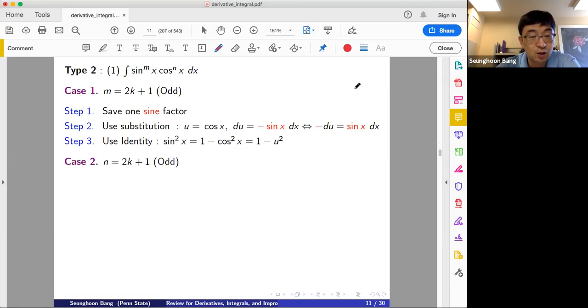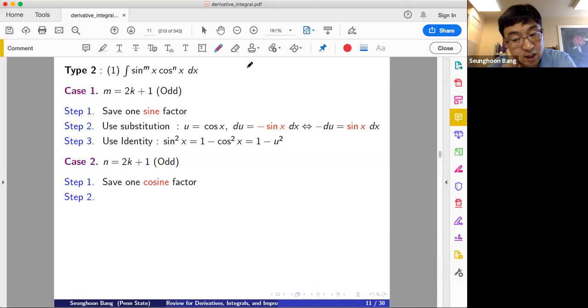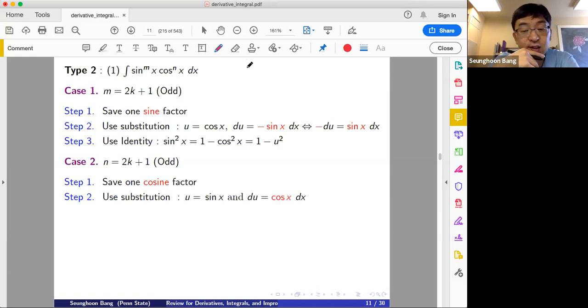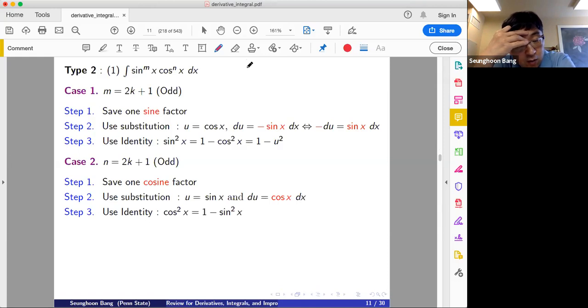Case 2, n equals 2k plus 1. The power of cosine is odd. What's step 1? Save one cosine. Step 2, use substitution. u equals sine, du is cosine dx. Step 3, use the identity. Cosine square of x is 1 minus sine square. You plug u in, so you have 1 minus u square.